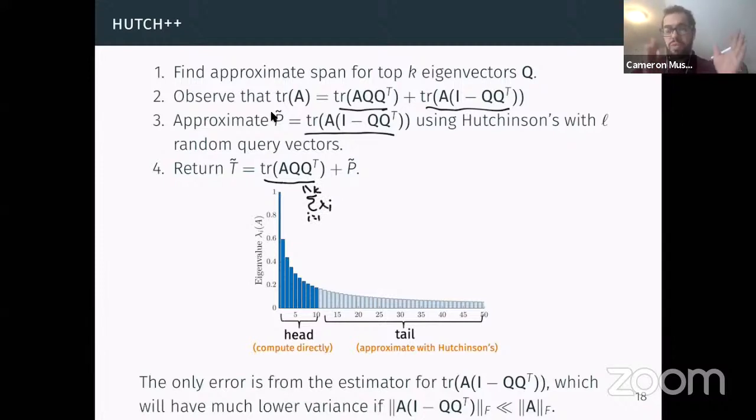So pictorially, what we're doing is computing the eigenvalues in the head of the matrix and adding them up explicitly. That's the trace of A QQ transpose, and we're going to get very little error. I mean, we're going to get zero error on that part because we can exactly compute the trace of A QQ transpose using just K matrix-vector multiplication queries. All of our error is going to come from approximating the trace that corresponds to the tail of the matrix, so the trace that corresponds to all those small eigenvalues of the matrix. So the only error is from our estimator of the trace of A minus AQQ transpose. And if the Frobenius norm of this matrix is very small compared to the Frobenius norm of A, which we expect it to be when the spectrum is decaying, then it's going to have much lower variance than Hutchinson's, and we're going to get a much smaller error.